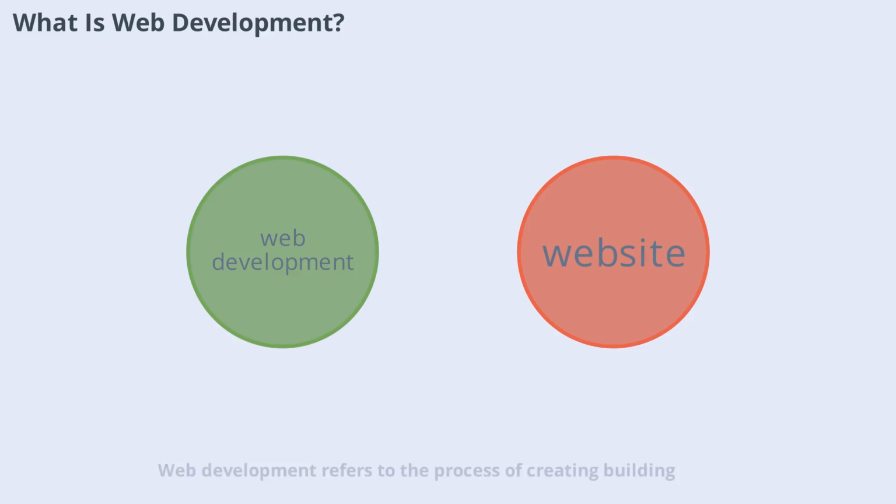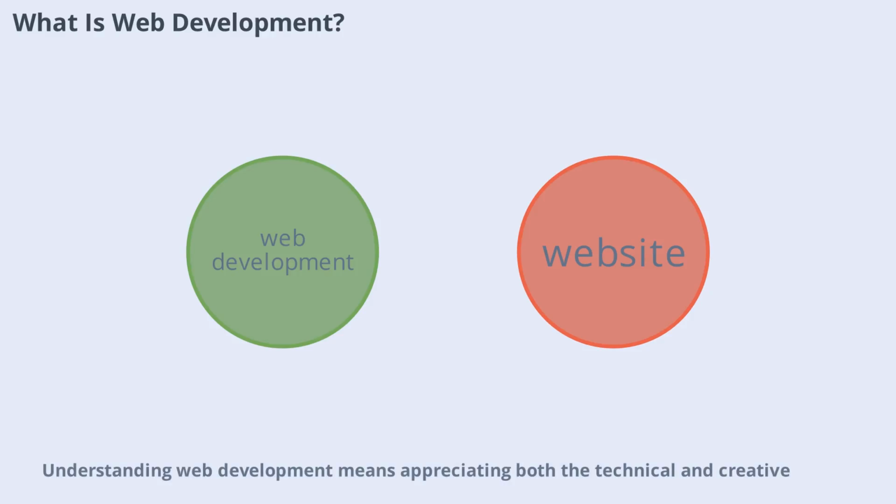Web development refers to the process of creating, building, and maintaining websites and web applications. It involves a blend of programming, design, and problem-solving skills. Developers work with various tools and languages to bring ideas to life on the internet. The field is constantly evolving, with new frameworks and technologies emerging regularly. Understanding web development means appreciating both the technical and creative aspects that go into making a website functional and visually appealing. As we move forward, we'll explore the different layers and roles that contribute to this dynamic ecosystem.